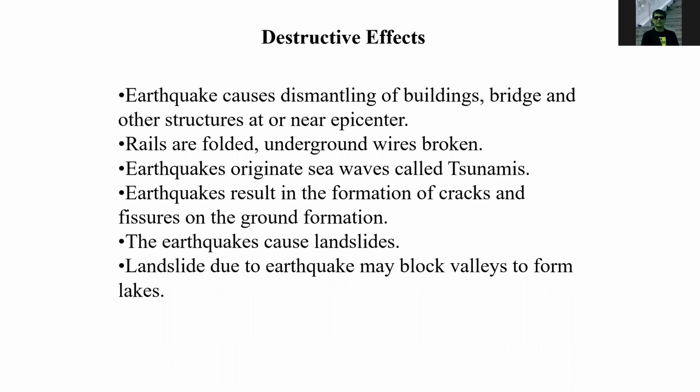Earthquakes originating in the sea cause waves called tsunamis. So if there is an earthquake on the sea, there will be a tsunami. Earthquake results from the formation of cracks and fissures on the ground, and earthquakes may cause landslide. Landslide due to earthquake may block valleys to form lakes.